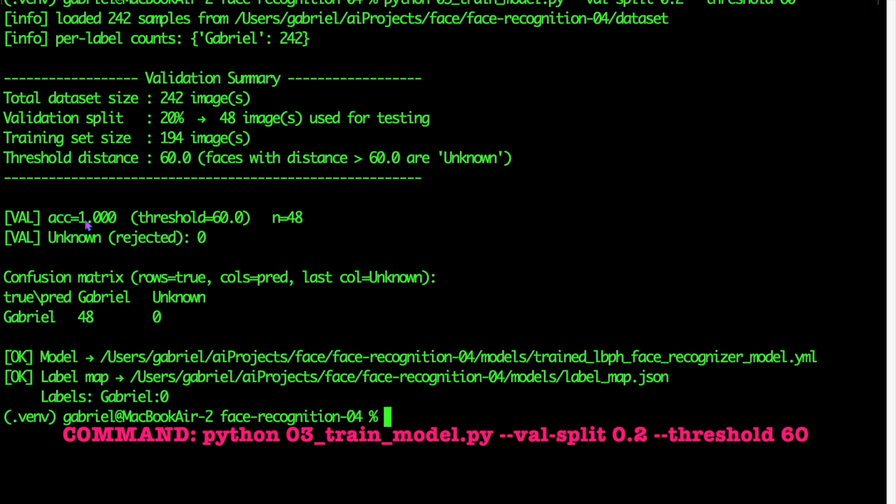This means the accuracy is 100%. Every image was accepted. Yes, this is the confusion matrix. We have one class.